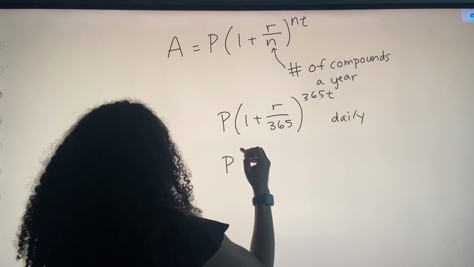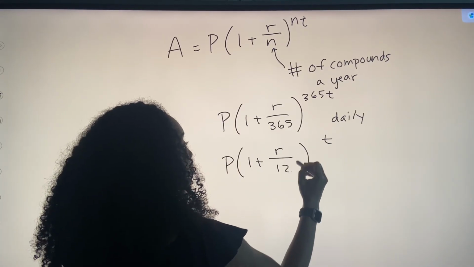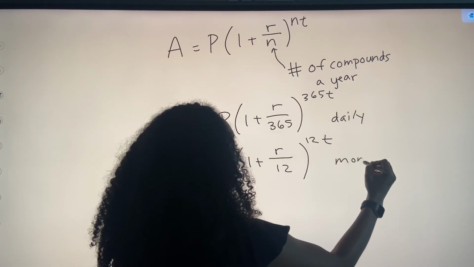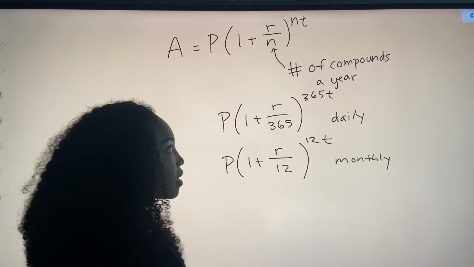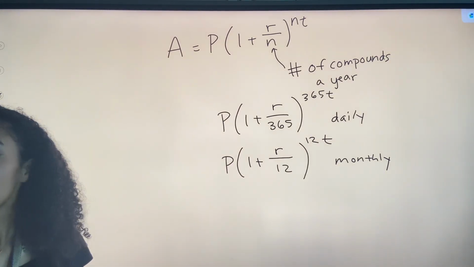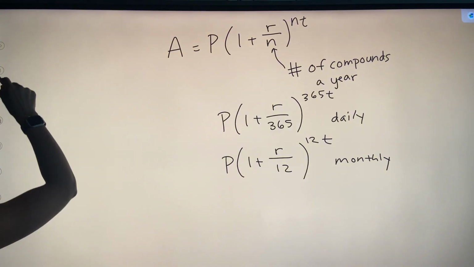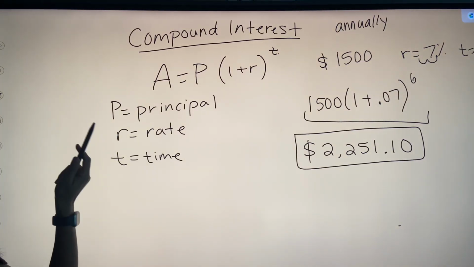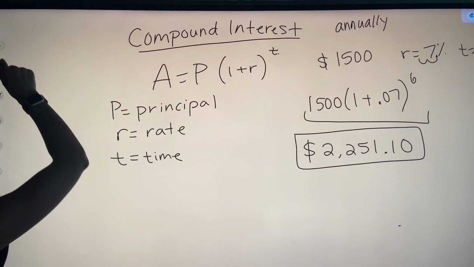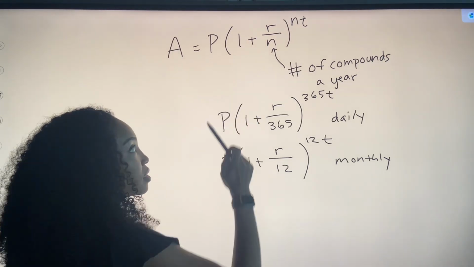What if it was compounding monthly? What would you put? 12. This is if it's compounding monthly. Okay? So guys, this is the formula if they give you a specific number of how many times it's compounding. This previous one, it was just happening once a year. They didn't specify. So you're using this formula. But if they tell you how many times it's going to compound, you use this formula.